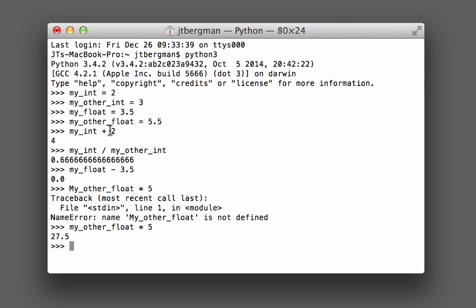So as you can see, we add using the plus sign, subtract using the dash, divide using the forward slash, and multiply using the asterisk. We can use exponents by putting two multiplication signs. For example, 2 to the third power.